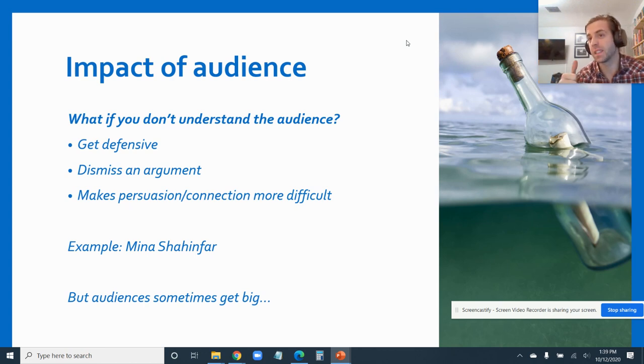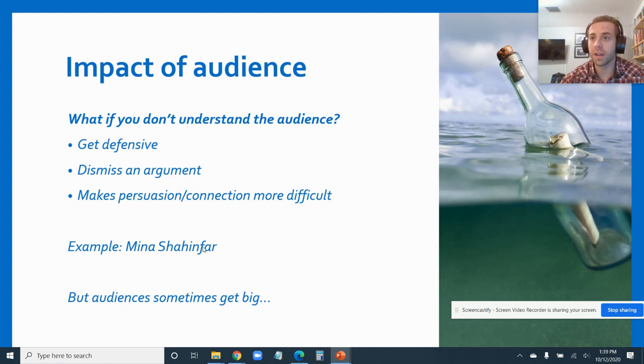Number one, I get defensive. Like if I don't feel like you're understanding me, I'm going to kind of be on my guard and not necessarily be open to your ideas. I'm just going to dismiss that argument, be like, you're just thinking about yourself. You're not thinking about me as a participant in this conversation. And that makes that arguer's job a lot more difficult.